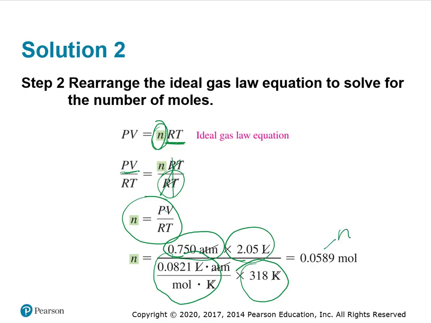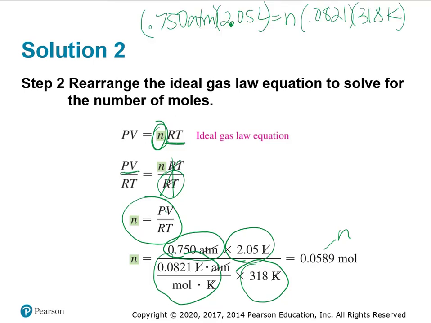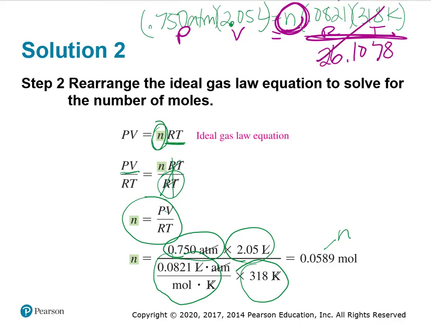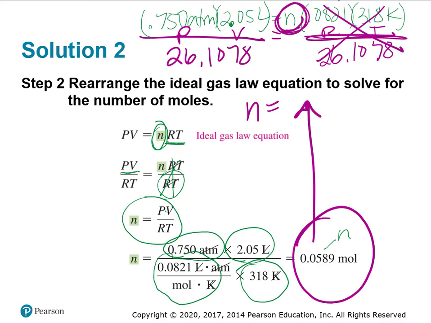We could have also solved it by just plugging in everything and solving for n. If we set it up like this, we've got PV equals n, and this is R, and that's T. To get n by itself, we're going to divide by 0.0821 times 318. If I multiply those two together, my calculator tells me that I got 26.1078. That'll get rid of these, leaving me with just n. So I'm going to divide by 26.1078, and that would leave me with n is equal to, we should get the same answer.